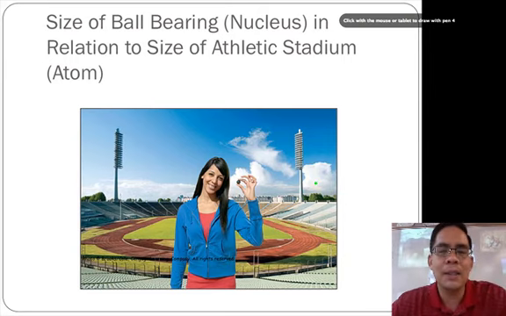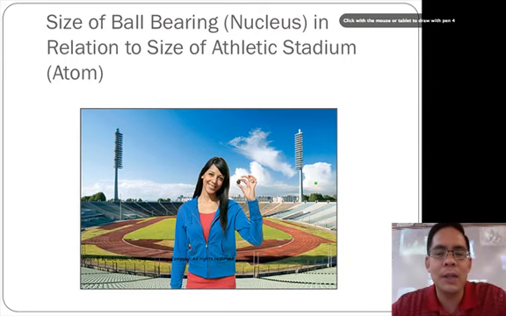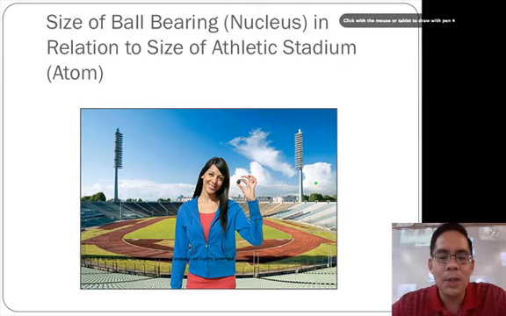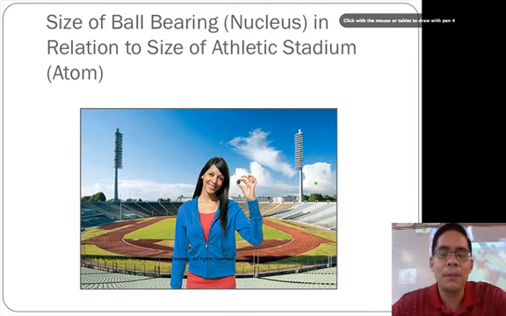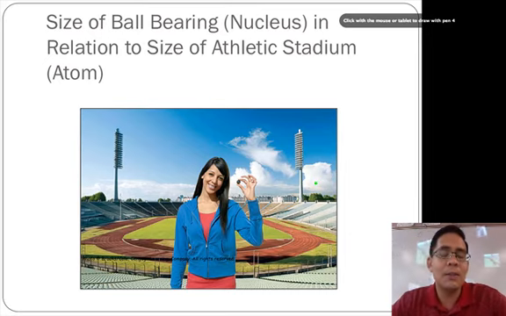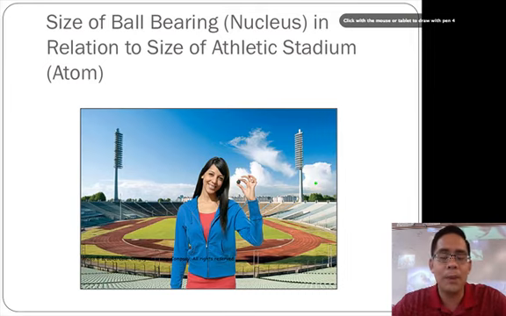So when we talk about the size of the nucleus in relation to an athletic stadium, what we're talking about is like the size of a ball bearing, and that ball bearing would be the nucleus, and the whole stadium would be considered empty space. And of course, that gives us a picture of how much empty space there is. It's like taking a ball bearing or a golf ball and sticking it on the 50-yard line in our stadium. That's the nucleus, and the rest of the whole stadium is empty space.